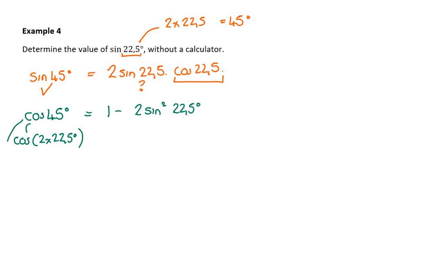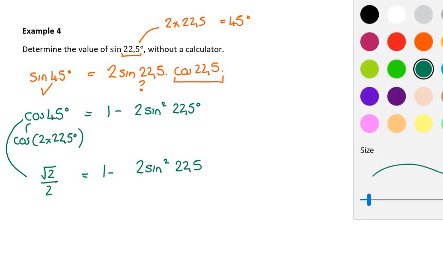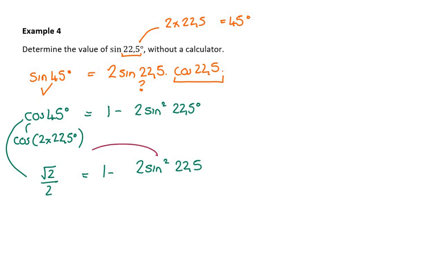Now, cos 45 is root 2 over 2. And so basically this is like an equation. I'm now solving for sine of 22.5. Now, I said without a calculator, so what I would do is take this term to this side and bring this term to that side. So I actually get 2 sine squared 22.5 is equal to 1 minus root 2 over 2.